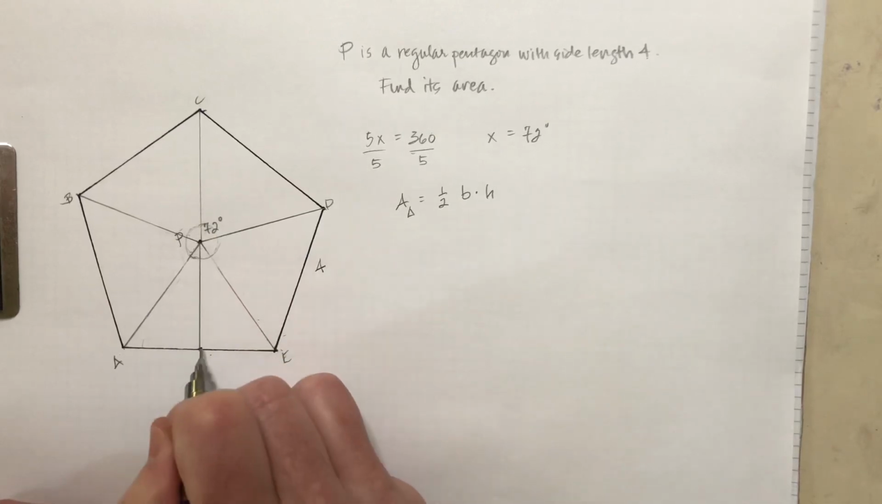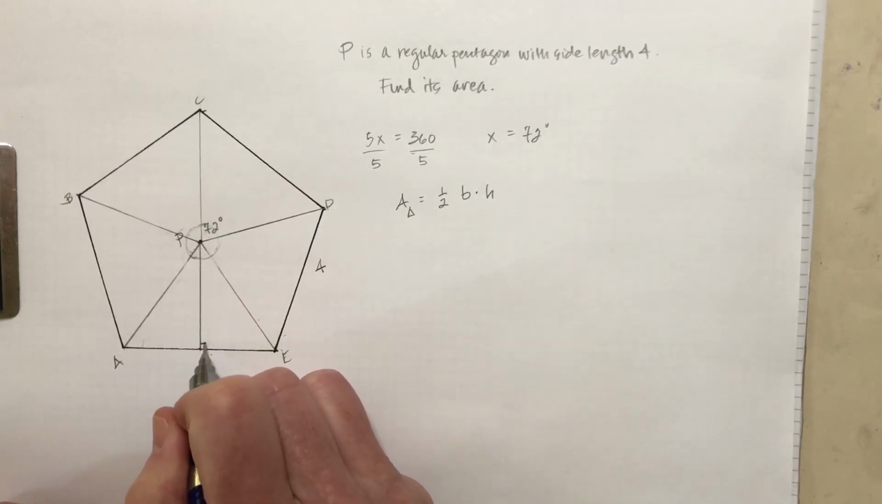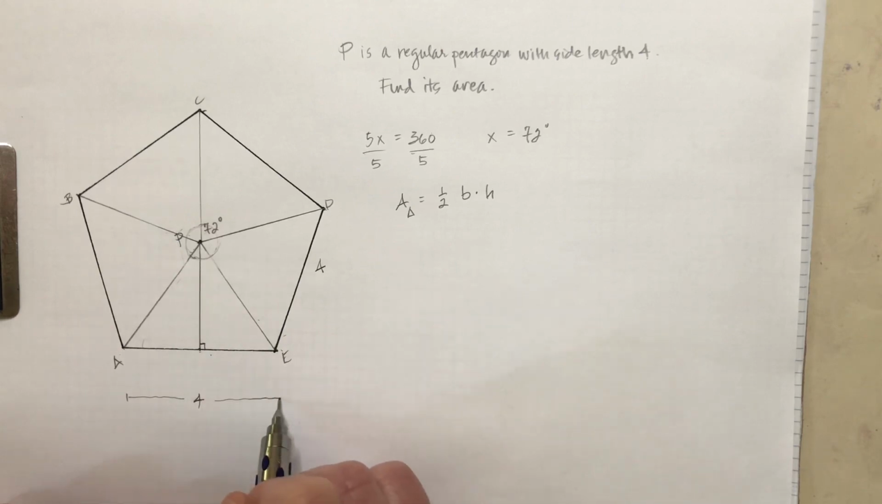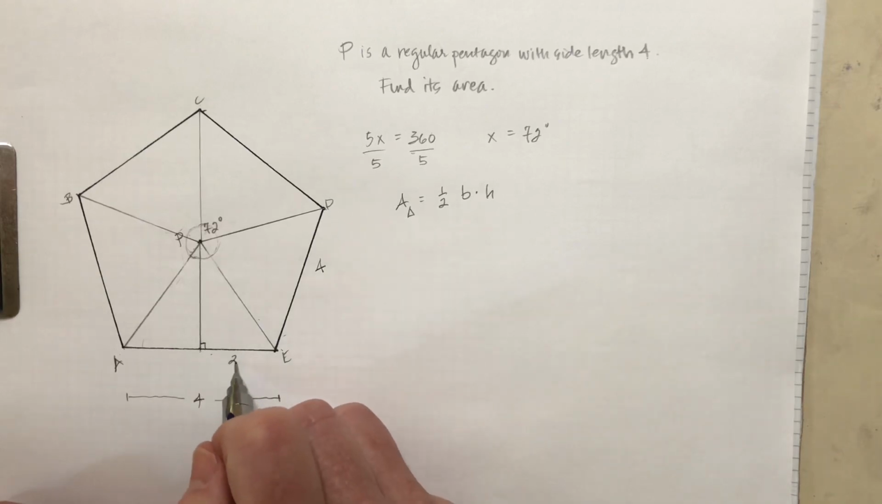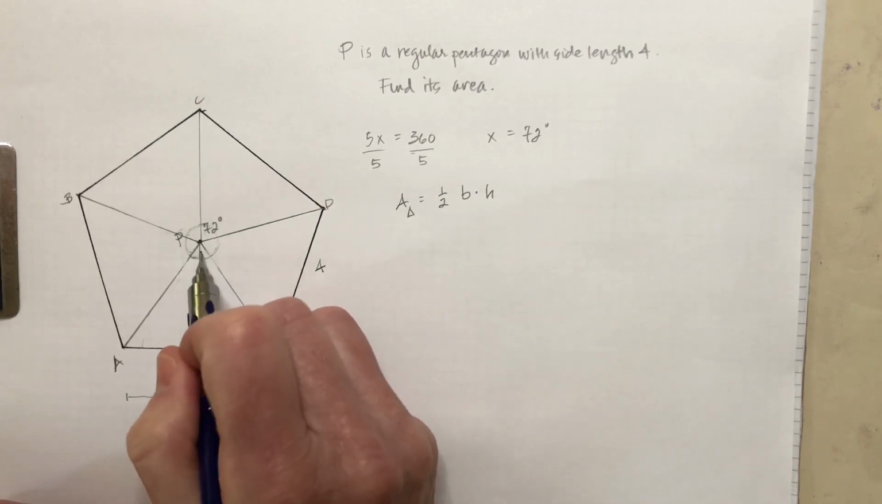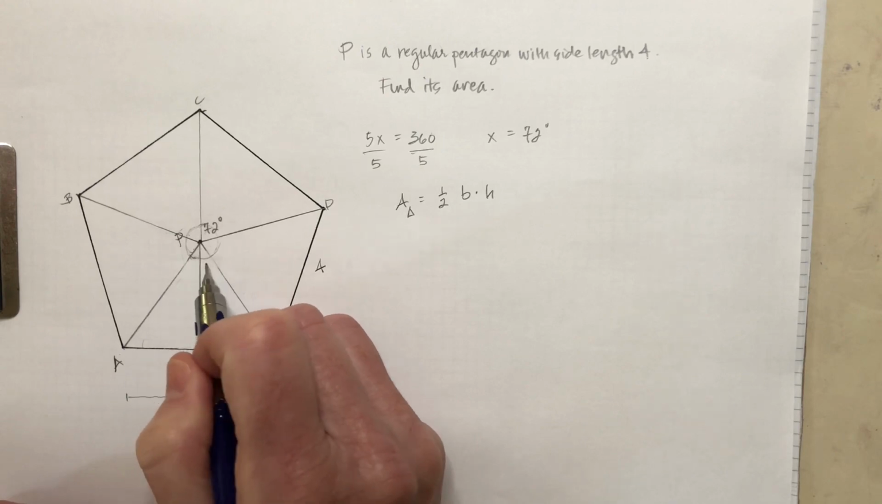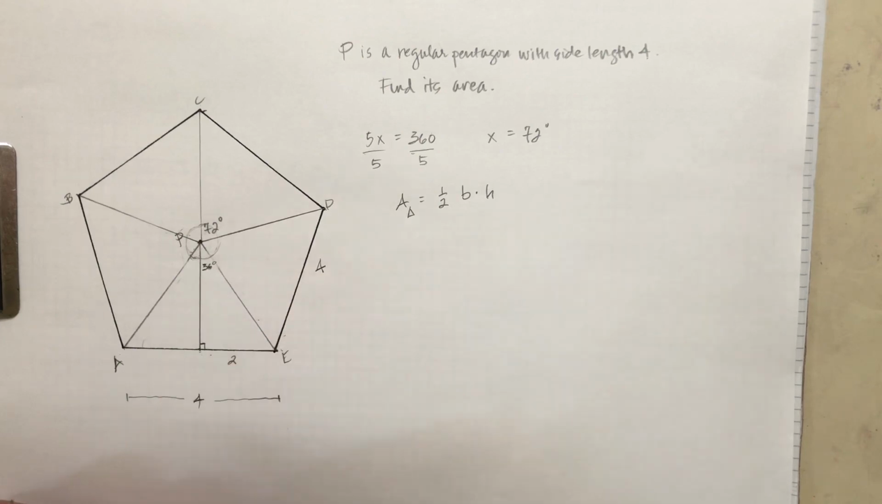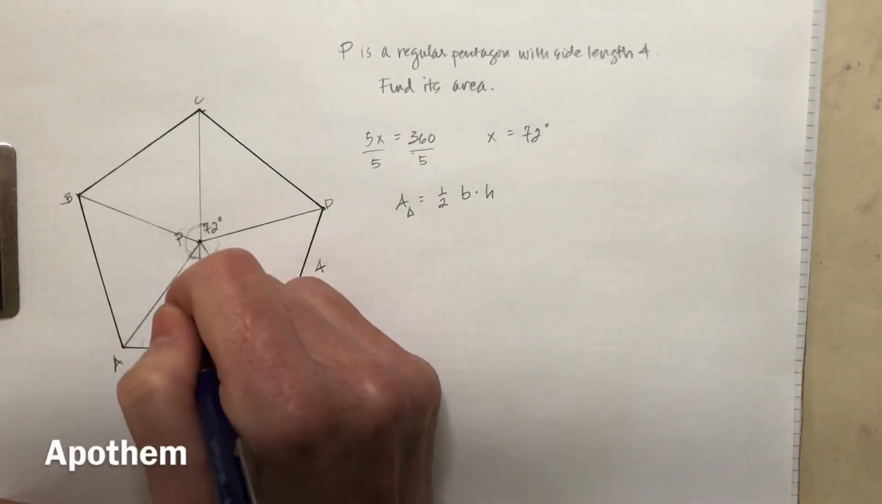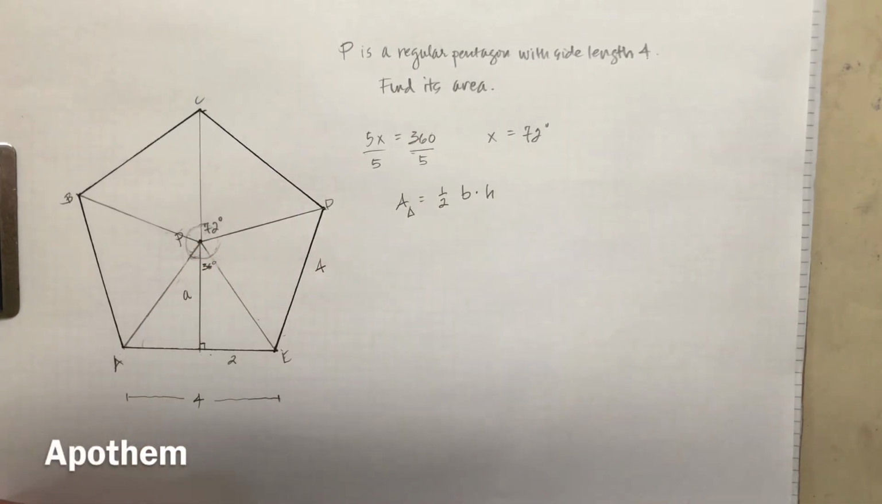and subdivide this triangle into 2 right triangles. So we know that's 90. Since the overall side length is 4, this will be 2. And this altitude also bisects the angle up here. So 72 degrees total means that each of these will be 36 degrees. And we want to find this height. It's also known as the apothem, so I'll call it A, and we'll come back to that in a moment.